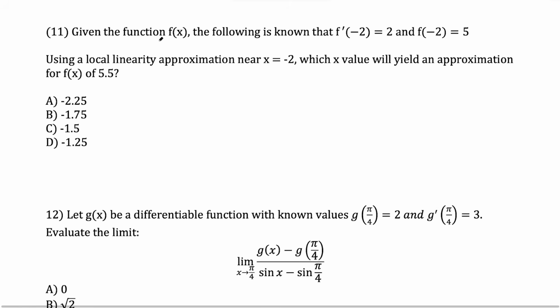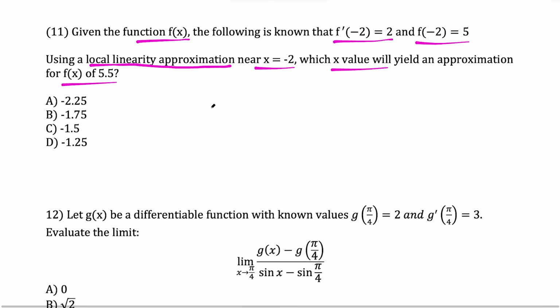Question 11, we have the function f of x, and we're told that f prime of negative 2 equals 2, and f of negative 2 equals 5. And then we have, using a local linearity approximation near x equals negative 2, which x value will yield an approximation for f of x of 5.5.